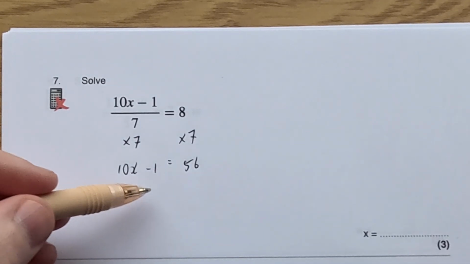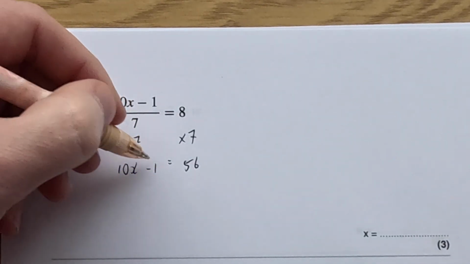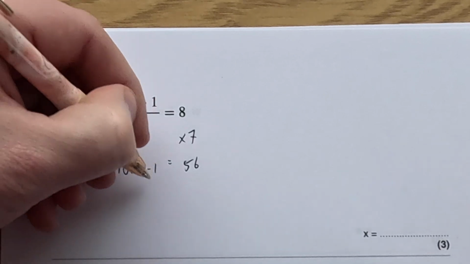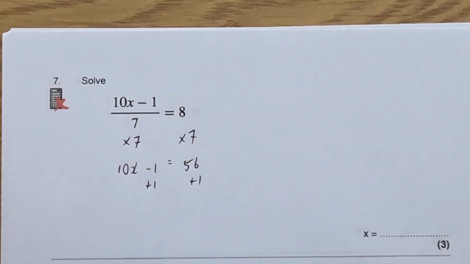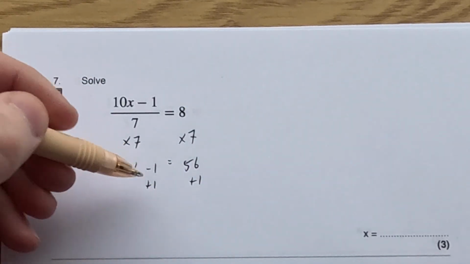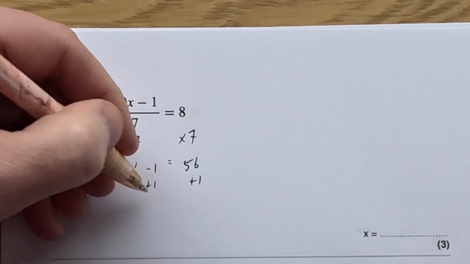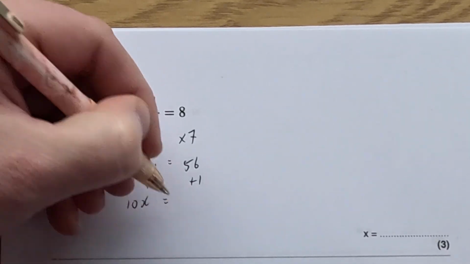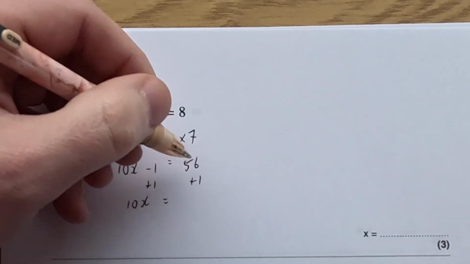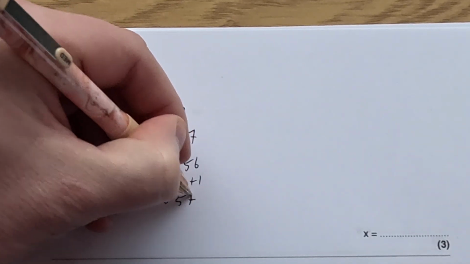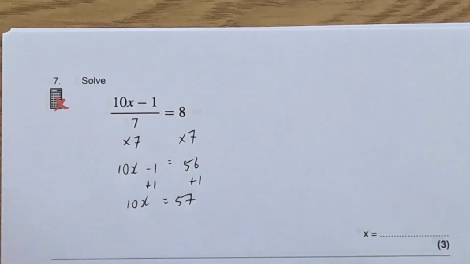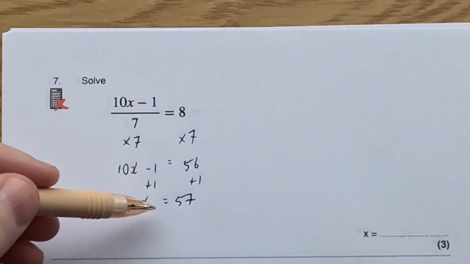Now, we've got 10x minus 1 equals 56. We want to get rid of this minus 1 and this multiplied by 10. So let's add 1 to both sides of the equation. On the left-hand side of the equation, we're adding 1 to get rid of the minus 1. So we're just going to be left with 10x. And on the right-hand side of the equation, we had 56, add 1 would be 57. And then finally, that's 57, sorry about the handwriting there, we've got 10x equals 57.